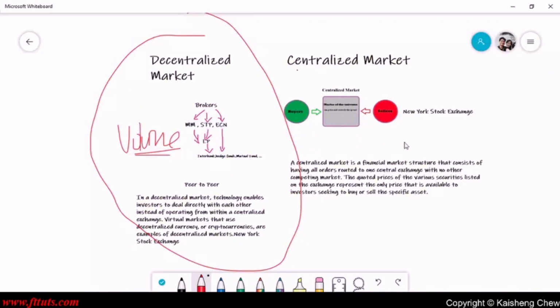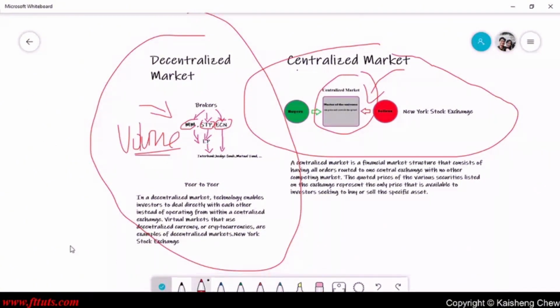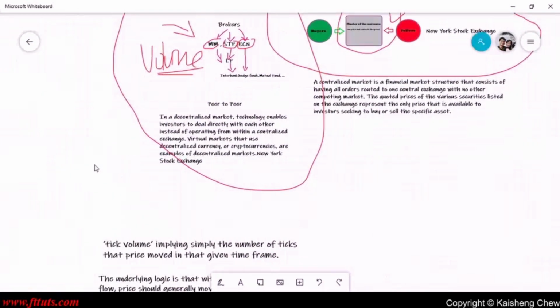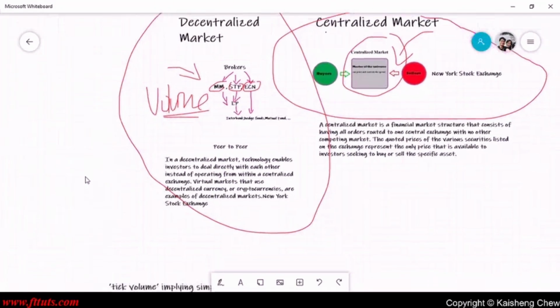This is because in a centralized market, they exchange and put the orders in the same place, in only one place. But in a decentralized market, everyone puts their orders with broker A, broker B, broker C, broker D. There are so many brokers. So the broker that gives you the volume in your chart does not represent the real whole-world volume, but rather just a tick volume.